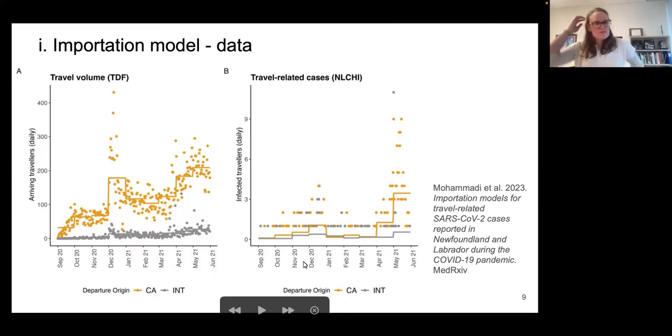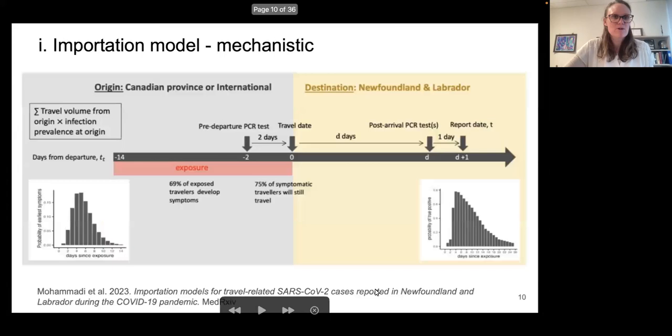We're going to try and use more variables in addition to travel volume to try and predict travel-related cases for our importation model. We'll do several versions of the importation model. So this is the structure of the mechanistic model. There's a spectrum of philosophical approaches to modeling importations. At one end, you would have very statistical models, and I'm going to describe the features of a very mechanistic approach to predicting travel-related cases.